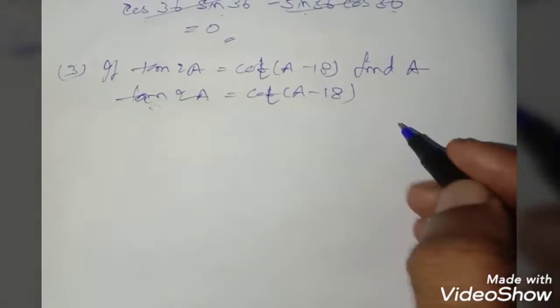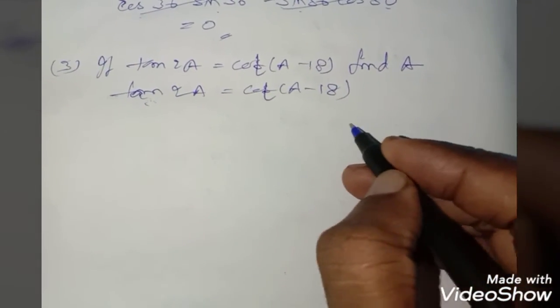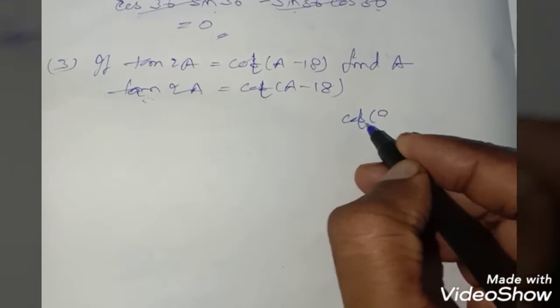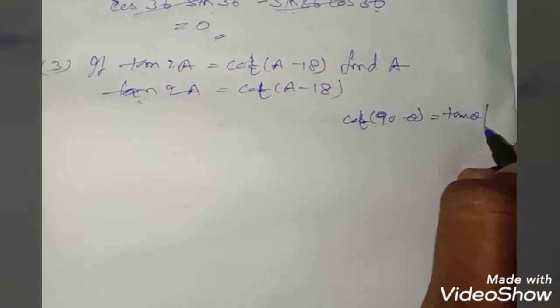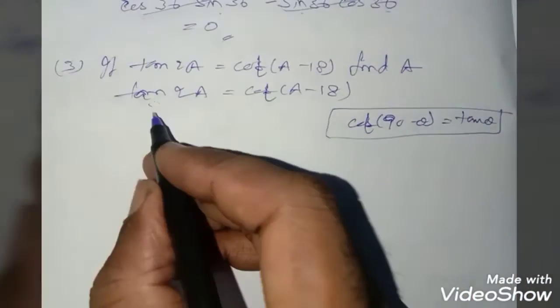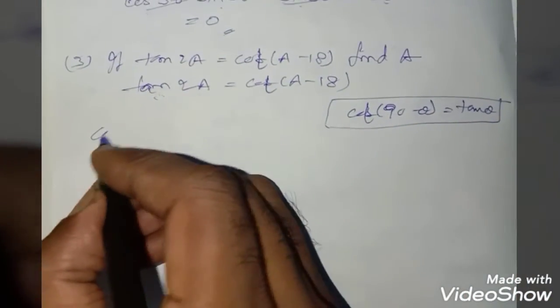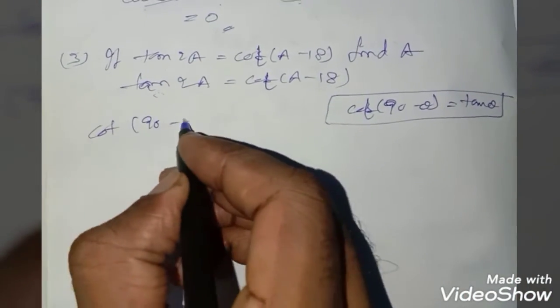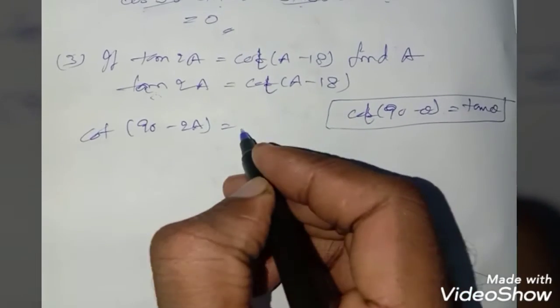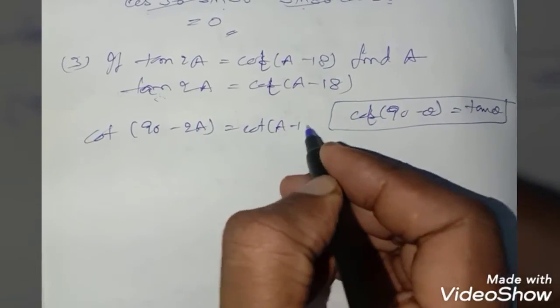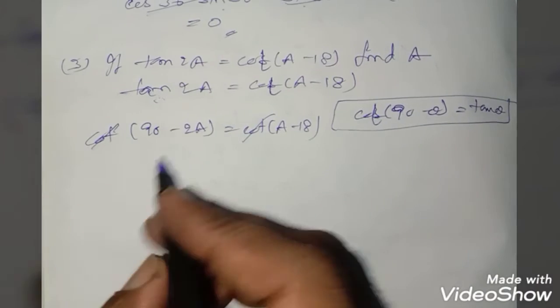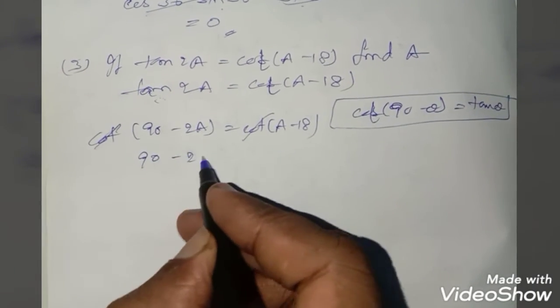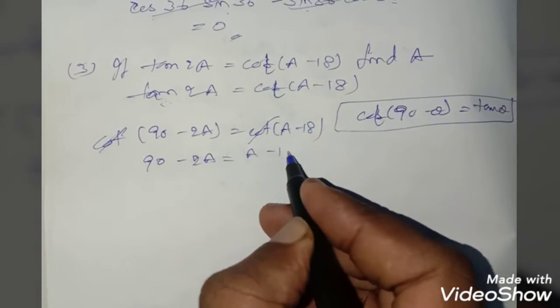Right. Now how to convert this in terms of cot? We know that cot 90 minus theta is nothing but tan theta. So based on this formula, I can write tan 2a as cot 90 minus 2a is equal to cot, as usual, a minus 18. So on both sides you have cot, which just gets cancelled. You get 90 minus 2a is equal to a minus 18.